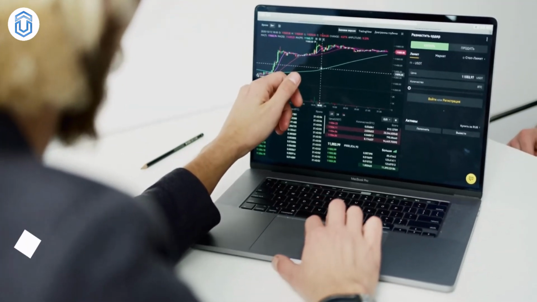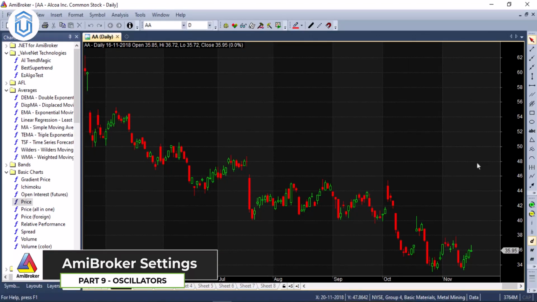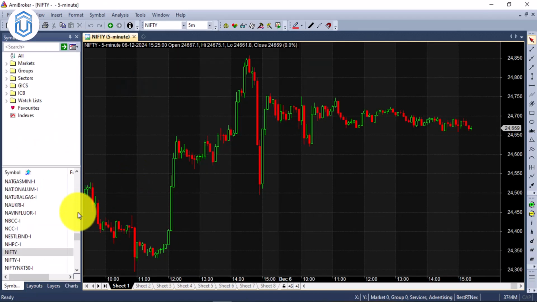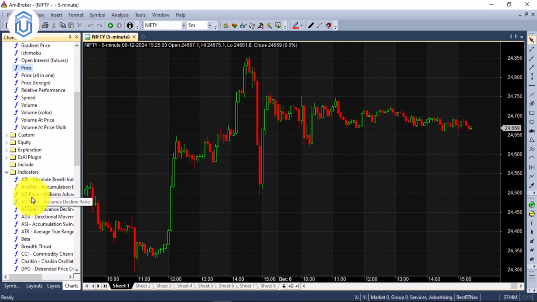The second subtopic is setting up Amibroker. First, open Amibroker, then load a chart and the database. Here, I have loaded the Best Chart Index real-time data to display a basic price chart for Nifty.